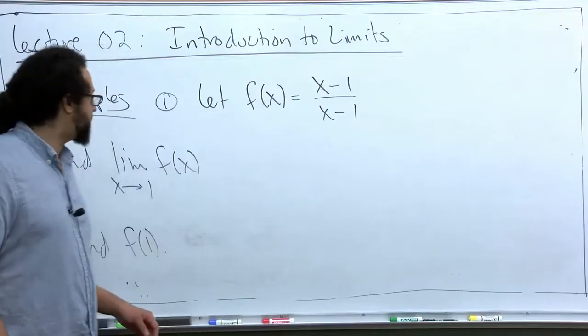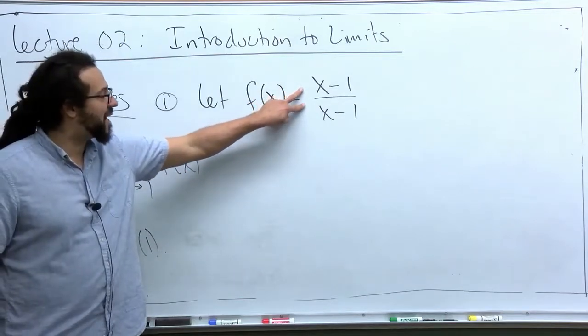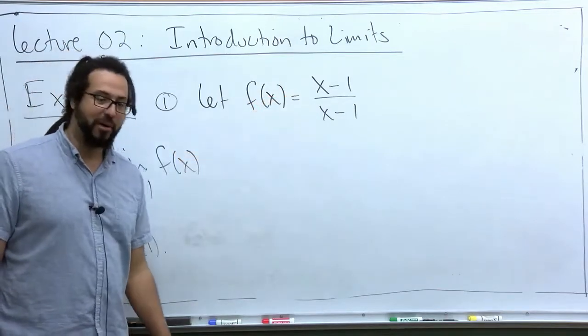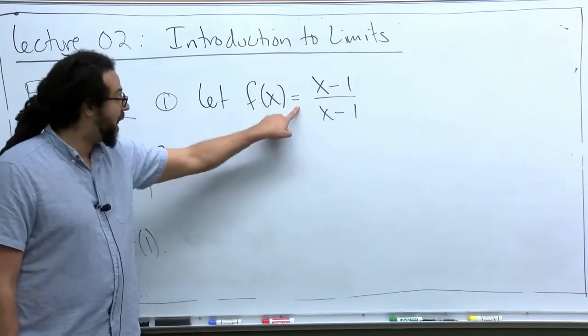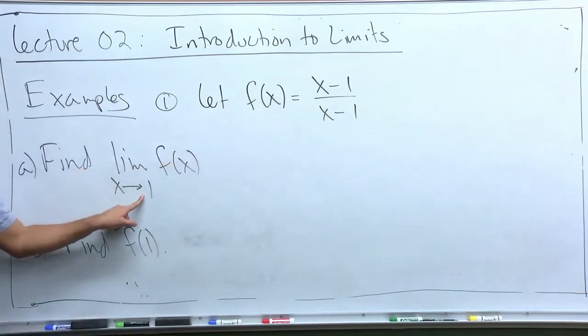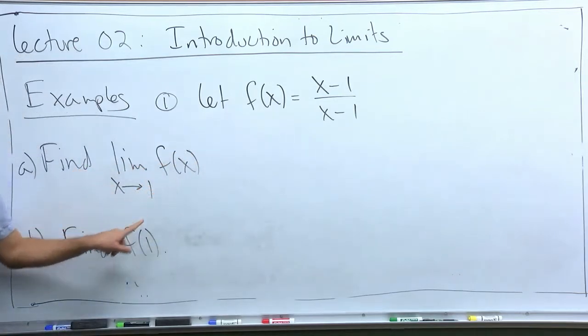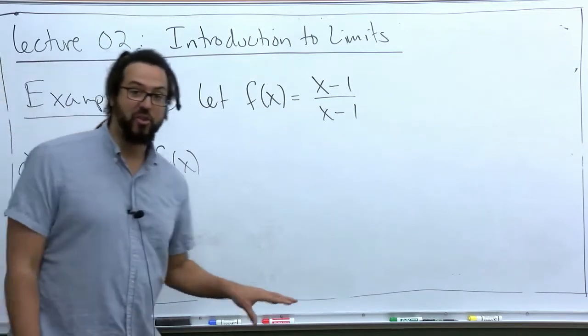Here's an example. Here's an odd-looking function, f(x) = (x − 1)/(x − 1). We can probably simplify that a little bit, and I think we will. So we want to look at the limit as x approaches 1 of the function f, and then we want to look at f of 1.